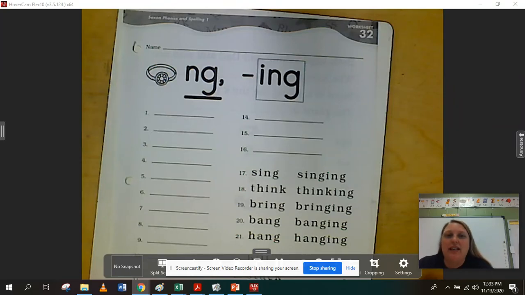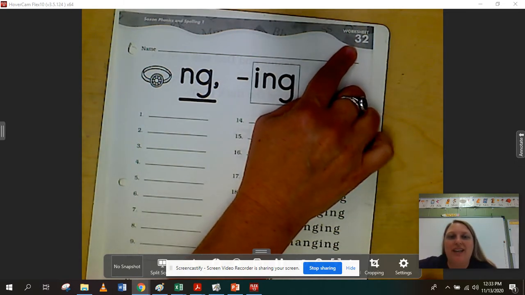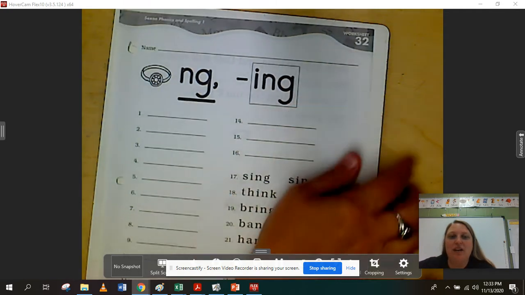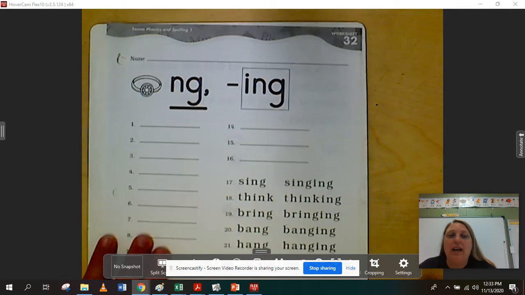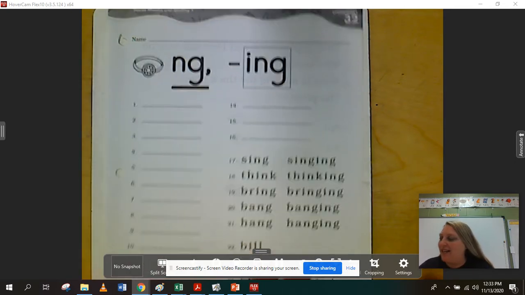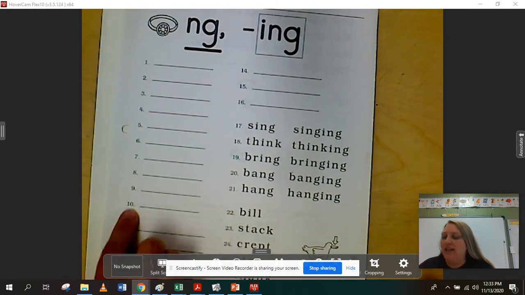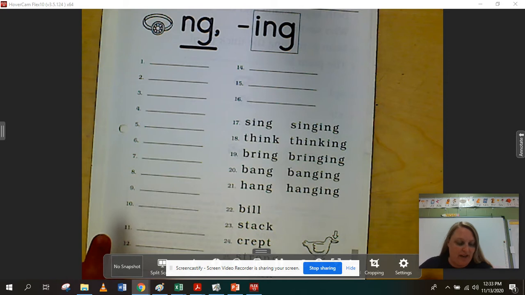Hey friends, it's phonics time. Make sure that you have phonics worksheet number 32. We are cruising with our worksheets. You guys are doing a good job coding your words, sounding out your words, and even working on those spelling words. All right, let's get our 1 through 10 done first, and we'll check them before we keep moving on.